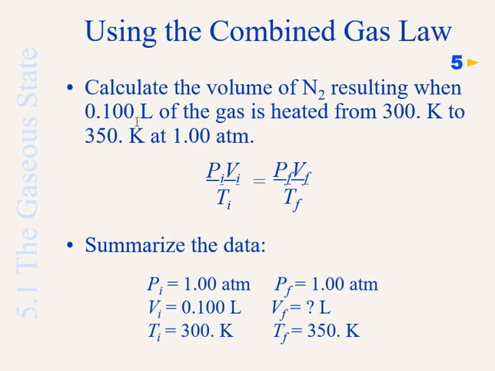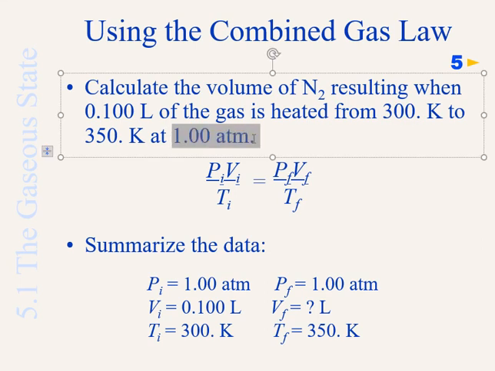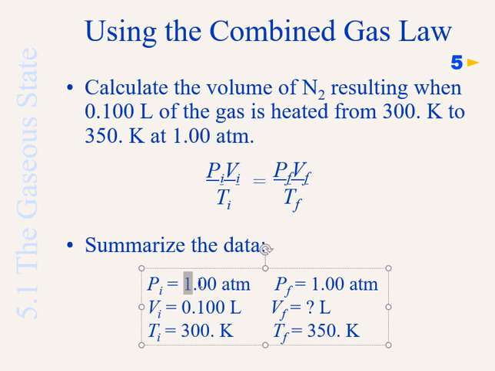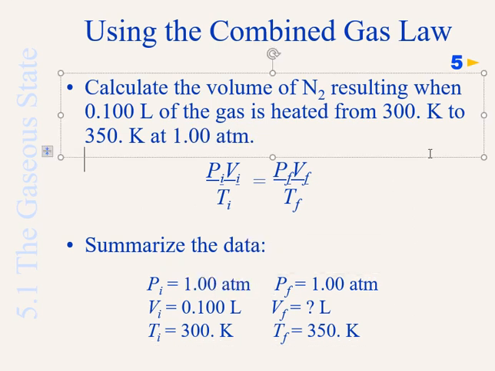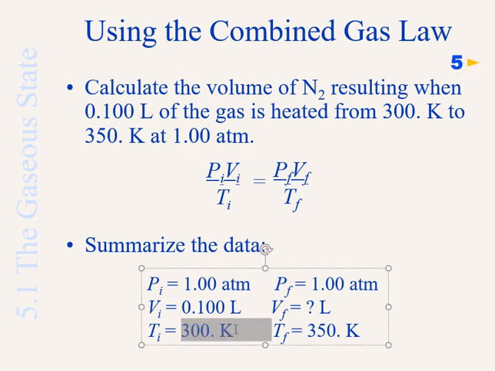So what is the initial pressure? Let's see. Calculate the volume of nitrogen resulting when 0.100 liter of the gas is heated from 300 Kelvin to 350 Kelvin at 1 atmosphere. So originally it's at 1 atmosphere. And then what happens? What is the original temperature? It's heated from 300 Kelvin to 350. So the original temperature is 300 Kelvin.